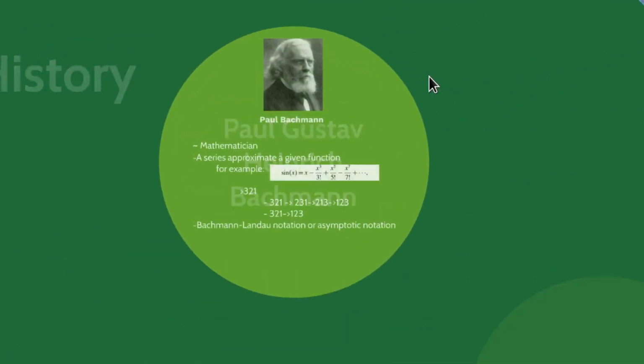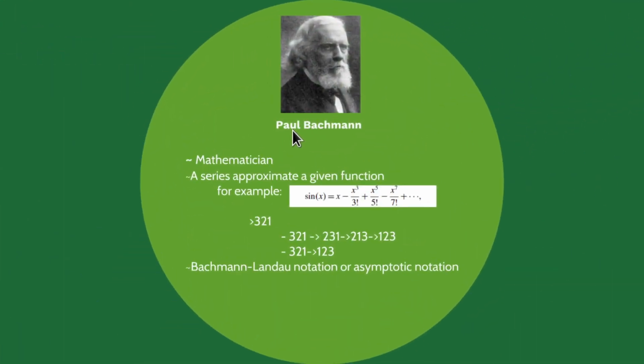Big O notation was first documented by Paul Bachmann as a method for evaluating how closely a series can approximate a given function. For example, consider the Taylor series for sine of x, which is equal to x minus x to the third over 3 factorial plus x to the fifth over 5 factorial minus x to the seventh over 7 factorial.